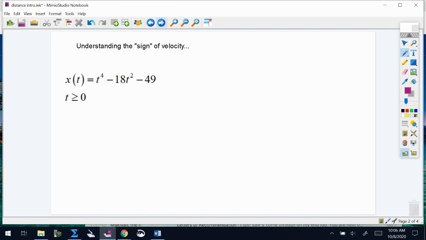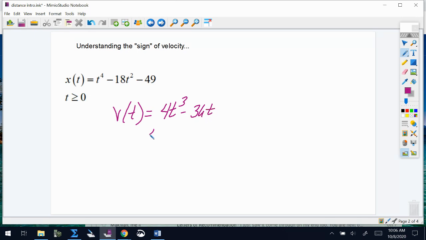I'm giving you a position function, t to the fourth minus 18t squared minus 49. I'm reminding you that time can't be negative. You'll see that in a lot of problems where it'll say t is greater than or equal to 0, just reminding you we're not going back in time. So we're going to write a velocity equation. Our velocity is 4t cubed minus 36t, and that's it, because the derivative of negative 49 is 0.